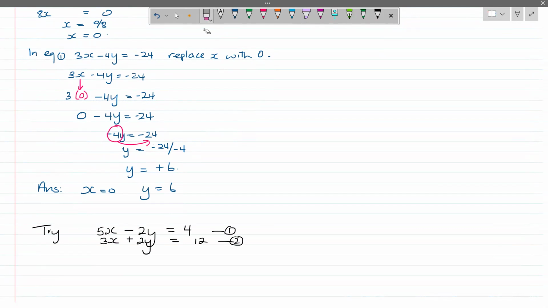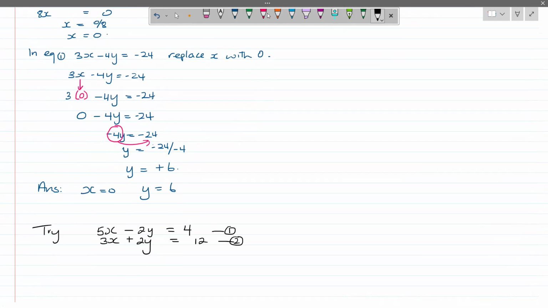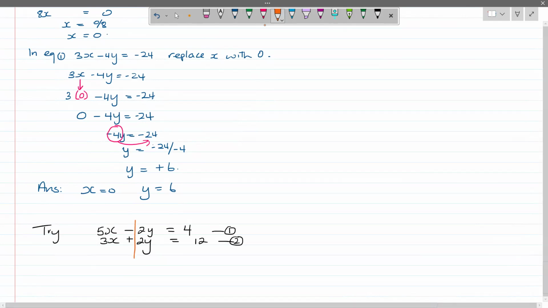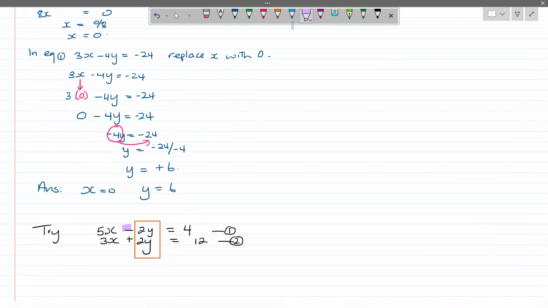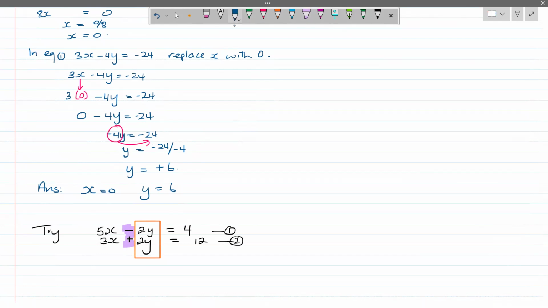So we have 5x minus 2y is equal to 4, and 3x plus 2y is equal to 12. We identify these as being the same. And we're seeing that the signs outside here are different. So it means we can't subtract. We have to add the two equations. So we have to go with equation 1 plus equation 2. Try this one first.